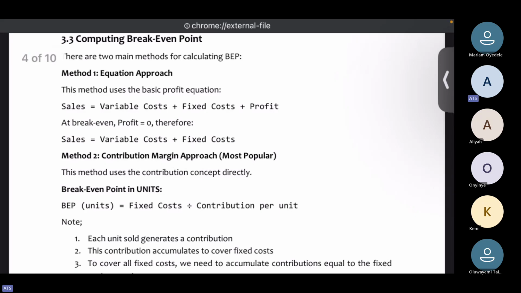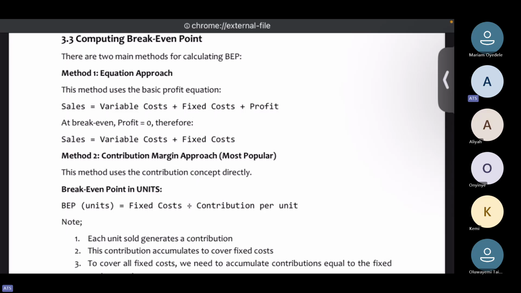I explained what contribution margin means earlier, right? I said it is what percentage of your sales or your selling price is contribution. So if you sell 100,000 naira, how much inside 100,000 naira are you contributing towards fixed cost? What percentage of it? That's what your contribution margin approach means. So if you want to use it to get your break-even points.